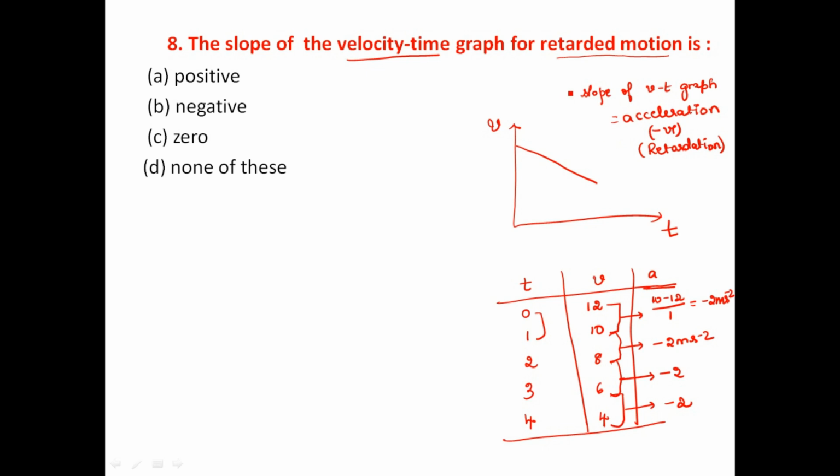Then if acceleration is negative, what happens to the slope? It will also be negative. Clearly, slope of VT graph should be negative. So the options here, you have to choose the correct option from the given 4 options. Slope of velocity time graph for retarded motion, the object is about to stop, right? Because of its retarded motion, what will be the slope of velocity time graph? Slope of velocity time graph represents acceleration. Hence, acceleration is negative. The correct option is B.